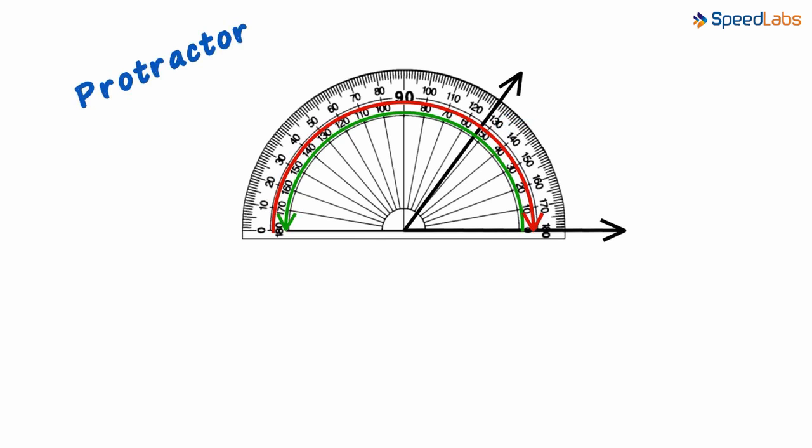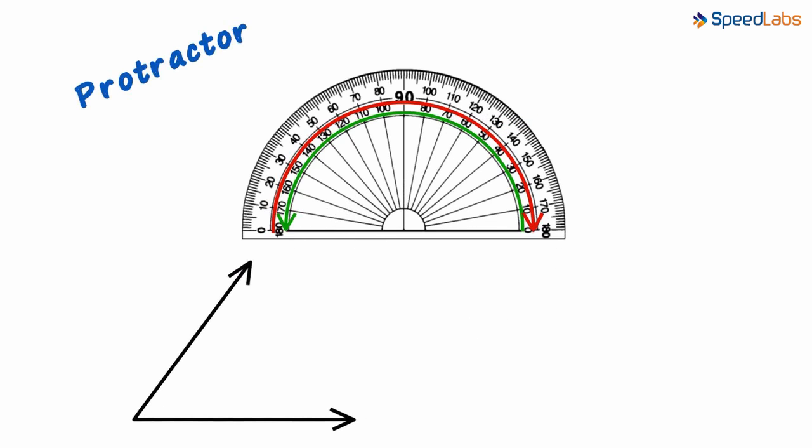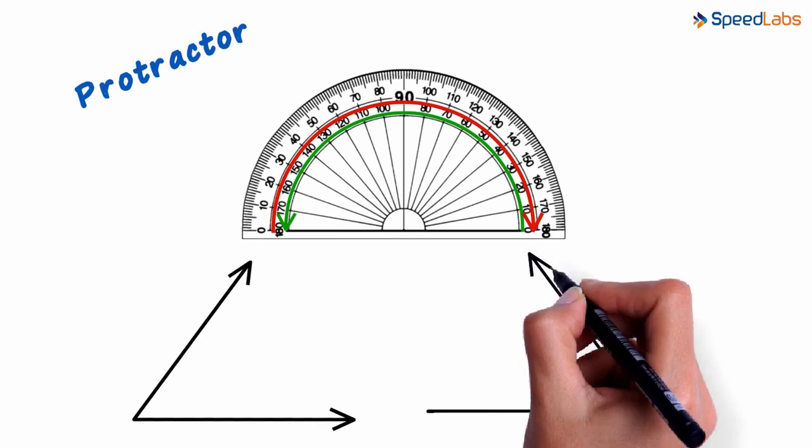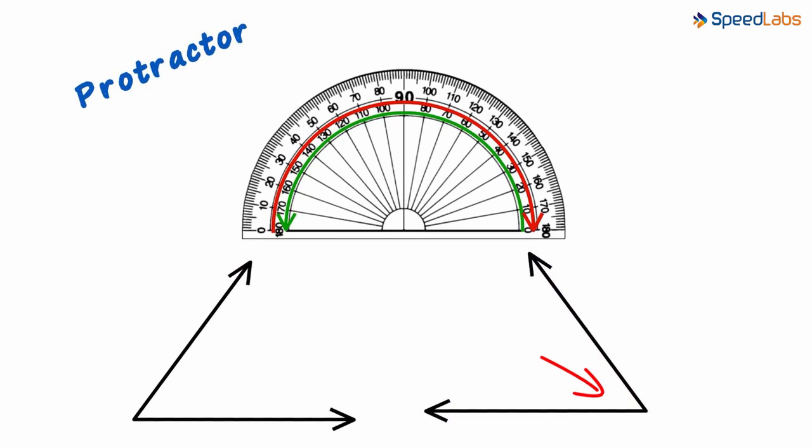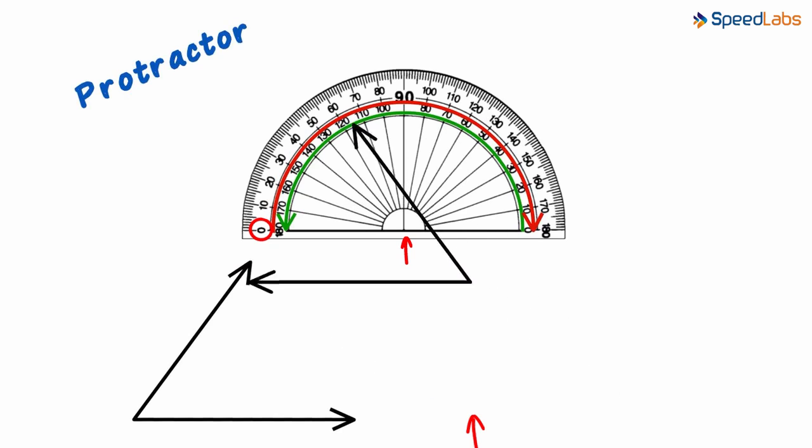But then why do we need the other set of angles? Let's draw another angle like this. How do we measure this angle? We use the same procedure. We keep the vertex of the angle on the center of the protractor and this arm on the zero angle. So we place it like this.